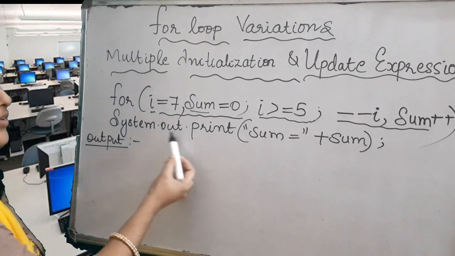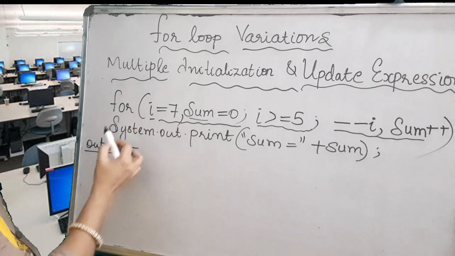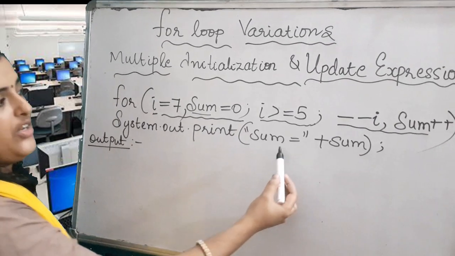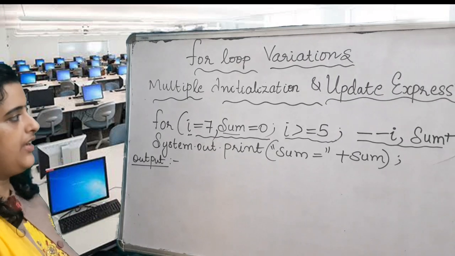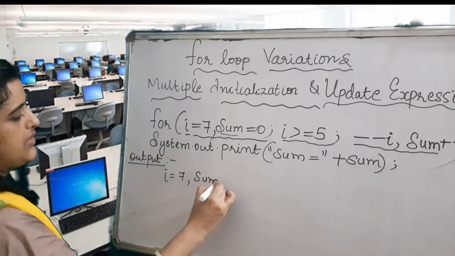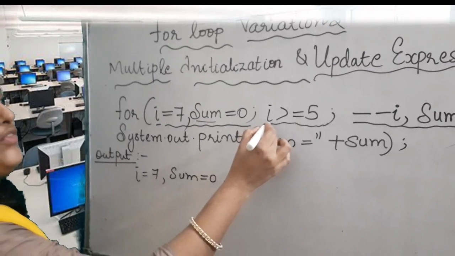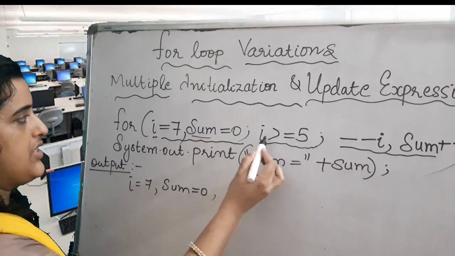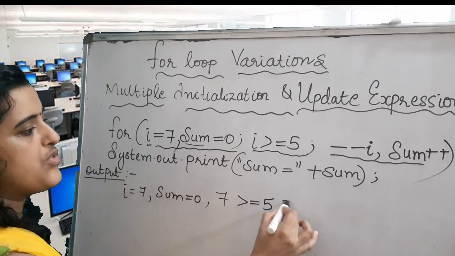And here you can see only one statement is present in the loop body, that is why we omitted the curly braces. And here you are asking to print the value of sum. So we can go through the output. Here the value of I is 7, whereas the value of sum is 0. Here you mentioned only one condition, so your loop variable is I. So the condition I greater than or equal to 5 is true.